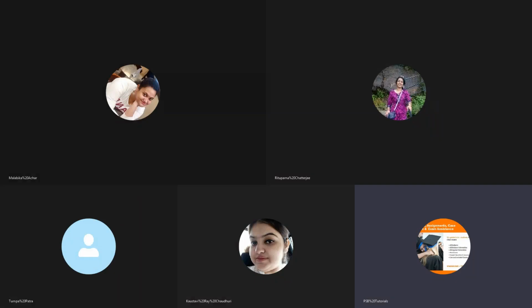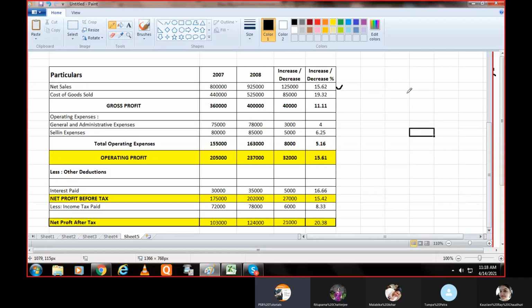Thorough revision for this. So this is the income statement. As we were analyzing this income statement, we have already prepared this comparative income statement for the year 2007 and 2008, right? Let me explain this briefly now. Now we have various items as we can see.